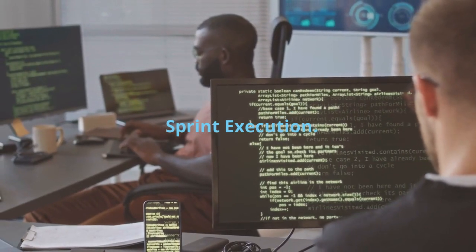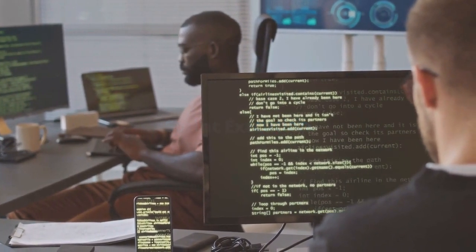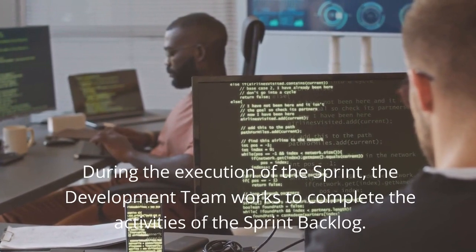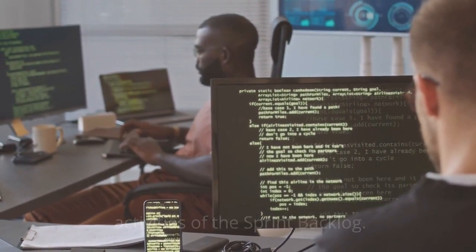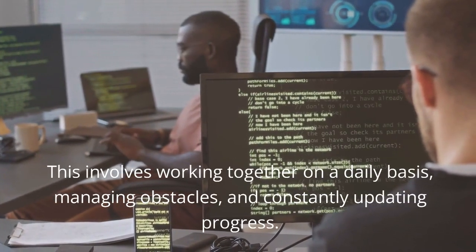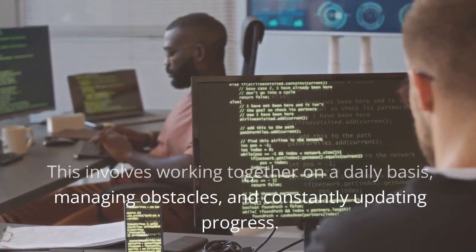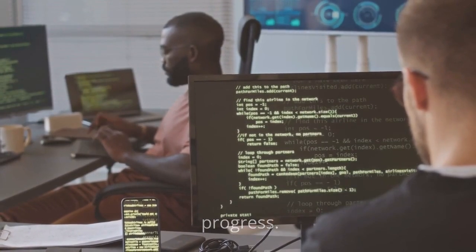Sprint execution. During the execution of the sprint, the development team works to complete the activities of the sprint backlog. This involves working together on a daily basis, managing obstacles, and constantly updating progress.